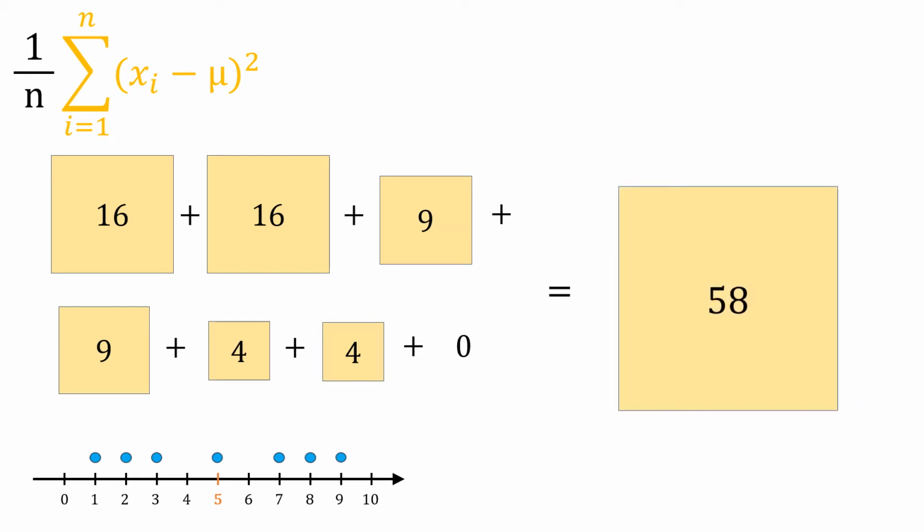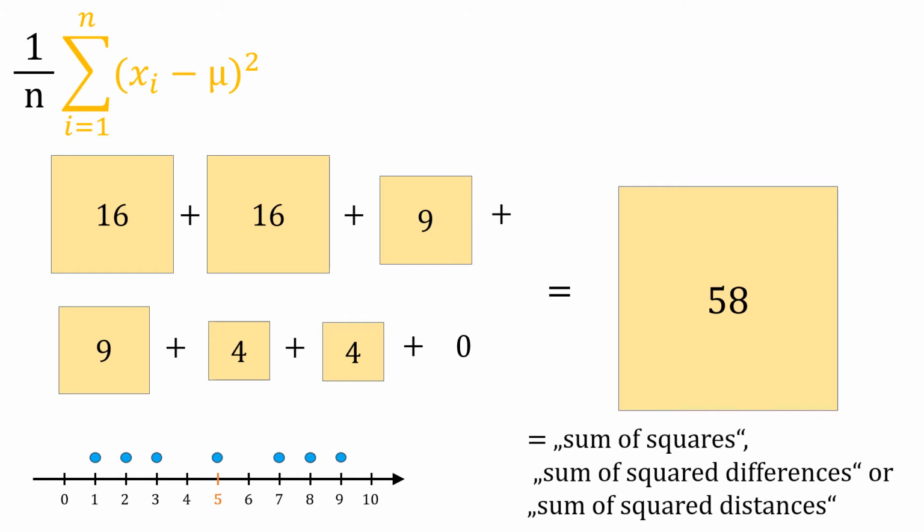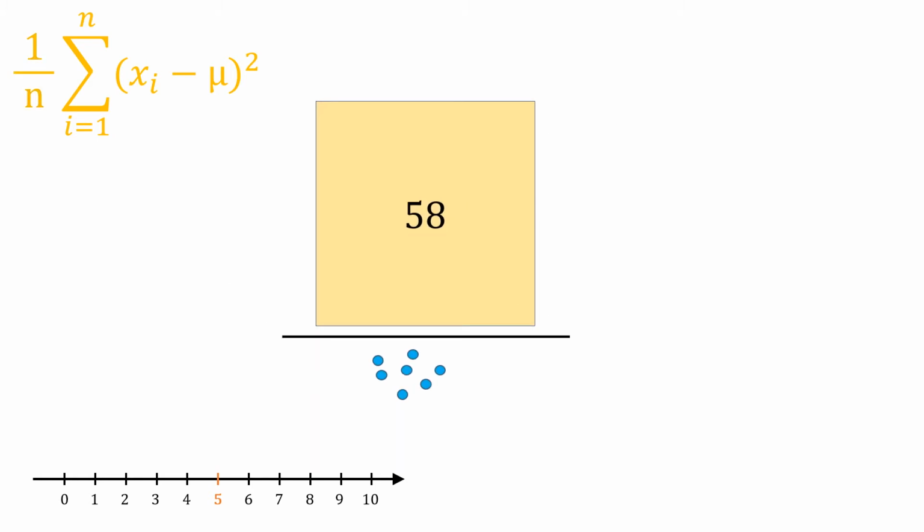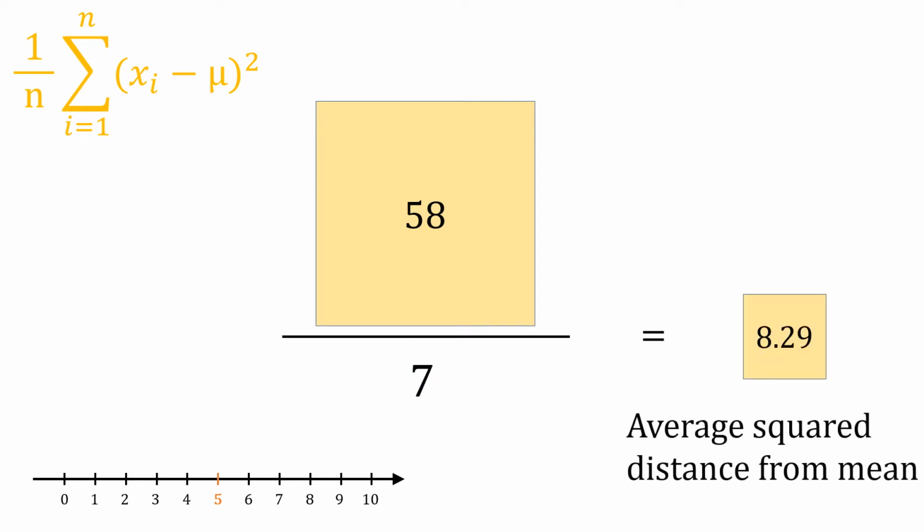The result you get is sometimes also called the sum of squares or sum of square differences or distances. More frequently, it is discussed in the context of ANOVA or regression, but is basically the same thing. As you can see here, this term has a very literal meaning. You can simply use areas for calculation. Next, you divide this sum by the number of data points. Doing so, you get the average squared distance of the data points from the mean.